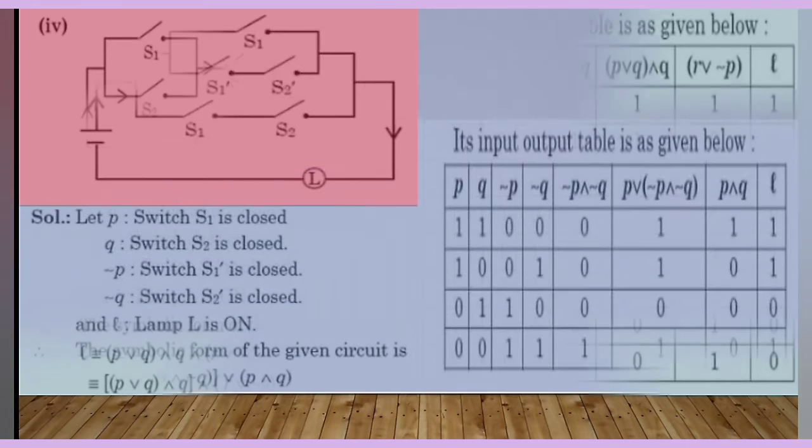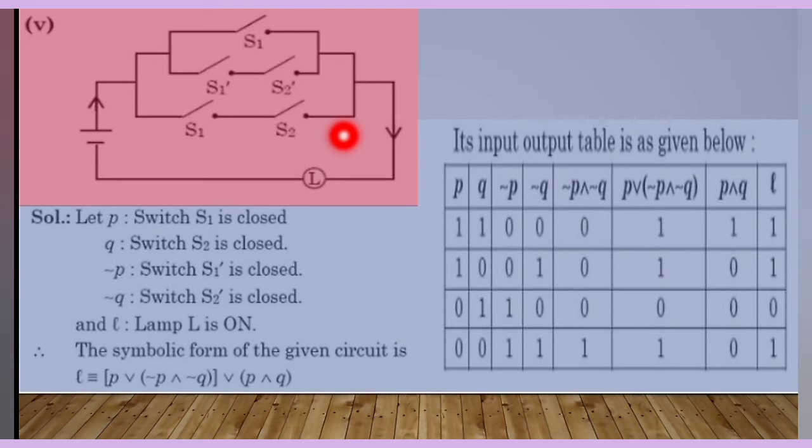Next question. See, S1, S1 dash, S2 dash, S1 and S2. P statement, negation P, negation Q, P and Q. See the solution. P: switch S1 is closed. Q: switch S2 is closed. Negation P: switch S1 dash is closed. See here, S1 dash is closed here, and negation Q: switch S2 dash is closed, and L: lamp is on.